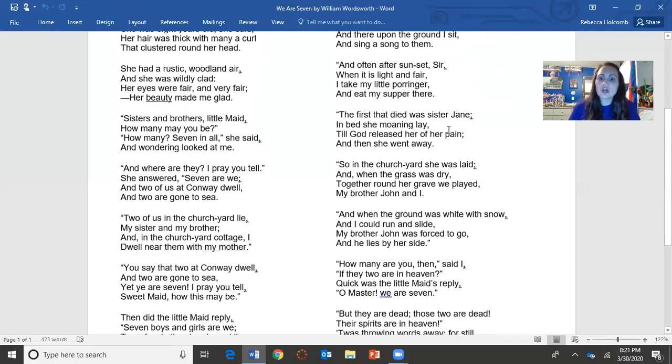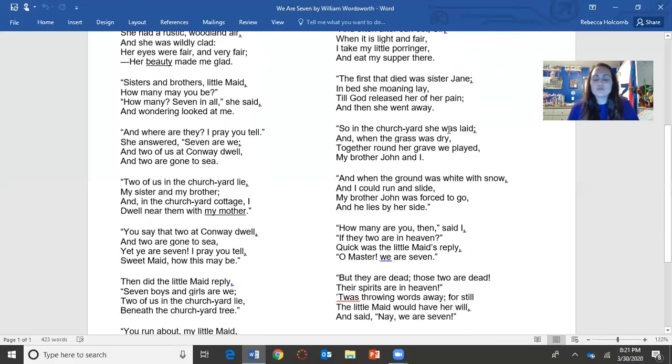So in the churchyard she was laid, and when the grass was dry, together round her grave we played, my brother John and I. And when the ground was white with snow, and I could run and slide, my brother John was forced to go, and he lies by her side.